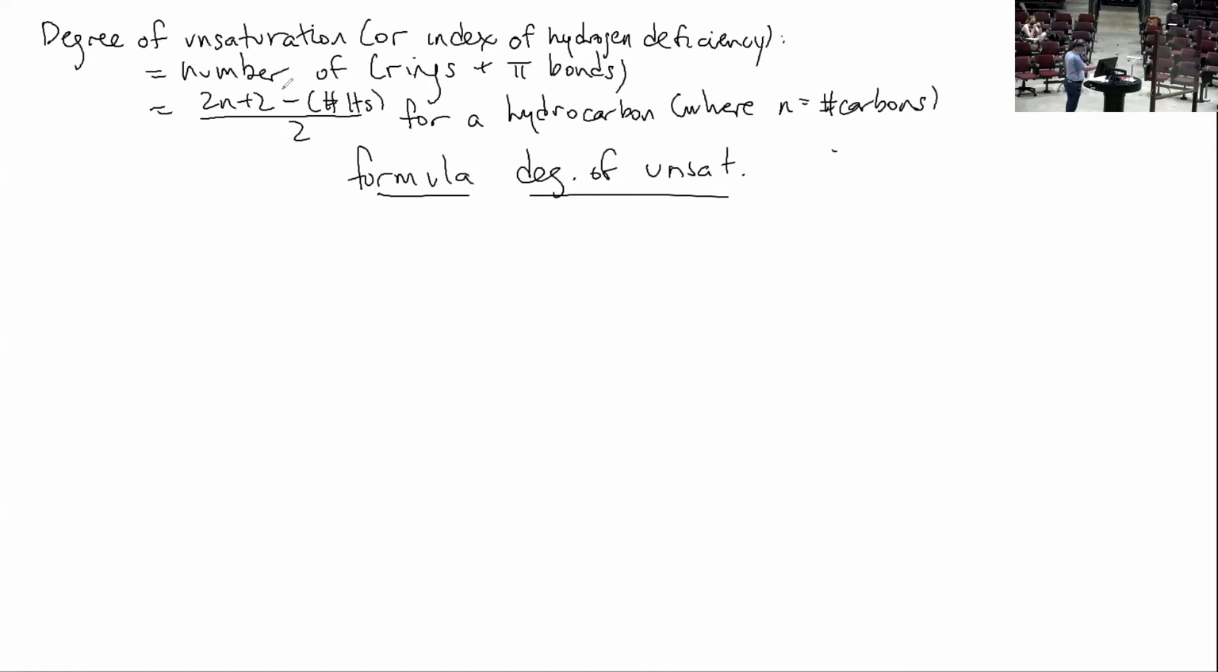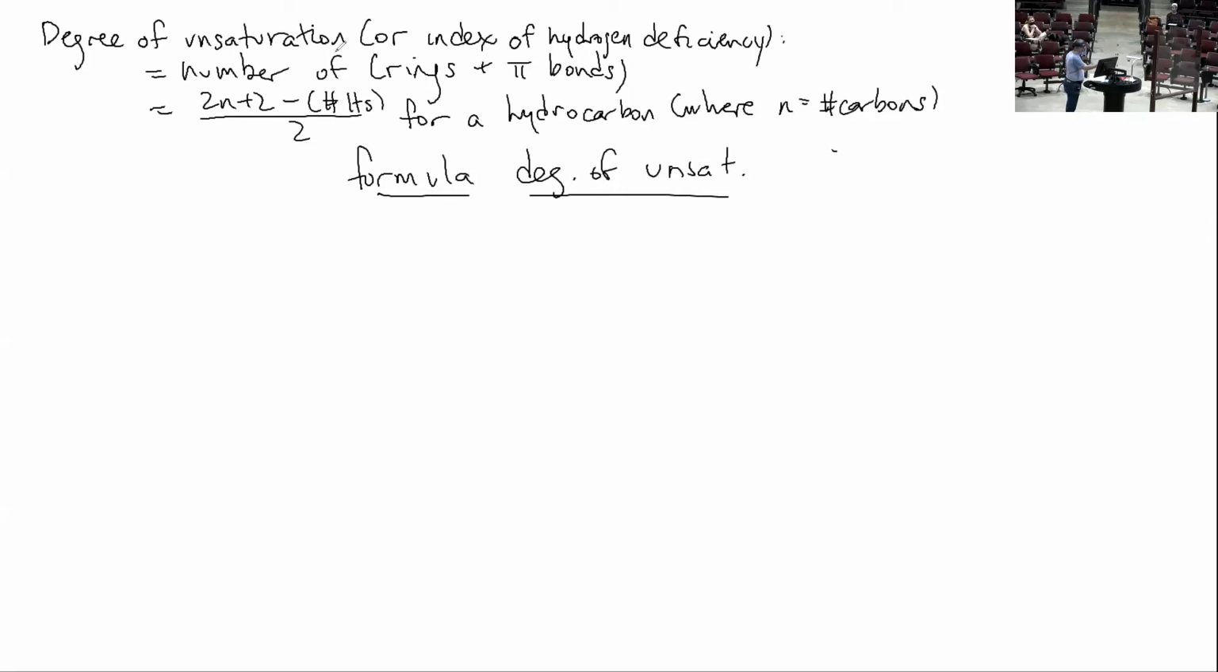And what this formula tells us is you figure out the maximum number of hydrogens that could be in the molecule with n carbons, and then you subtract the number of hydrogens that actually are in the molecule, and you divide the whole thing by 2. And that will give you the index of hydrogen deficiency, or the degree of unsaturation. And we'll do some examples here, and we'll show how you can learn something about the structure of a molecule from its degree of unsaturation.